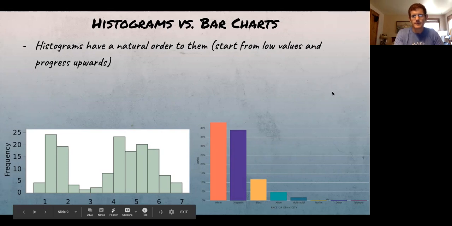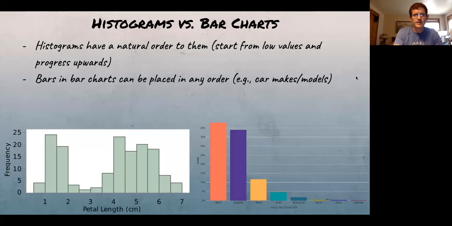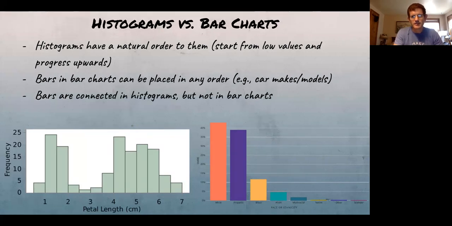So if it was a histogram and we were collecting data, we wouldn't be moving those around. So that's just one key idea. You can see bars in bar charts can be placed in any order. Bars are connected, but not in bar charts. Sometimes that rule is not followed, but it's good practice to do it that way.